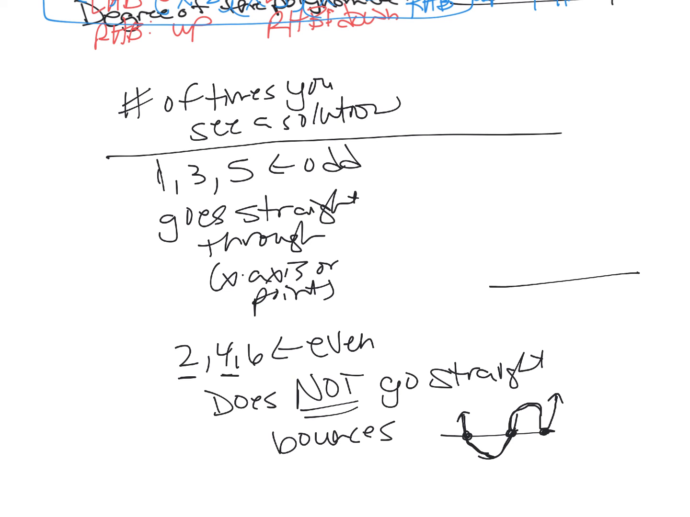Then if it comes from underneath, let's say it bounces off of this point. It's coming from here. It's going to hit there, and it's going to bounce, and then let's say it just goes all the way through. So this would be an even. This would be an odd, and that would be an odd, okay?